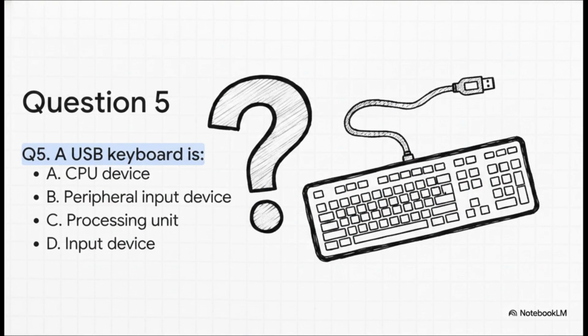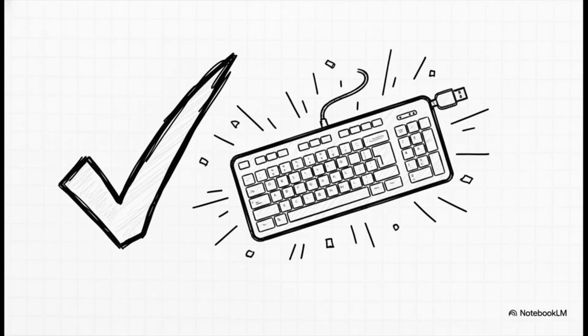All right, last burst of focus. Question 5. A USB keyboard is A. CPU device, B. Peripheral input device, C. Processing unit, or D. Input device. Look closely at the options to find the absolute most complete answer here. The correct answer is B. Peripheral input device. While it definitely is an input device, calling it a peripheral input device is the most accurate description based on everything we discussed today. Give yourself a massive round of applause for finishing that recap.